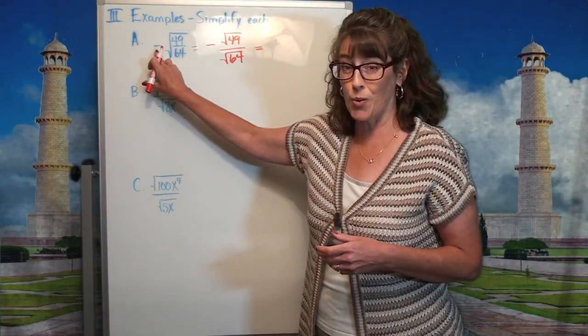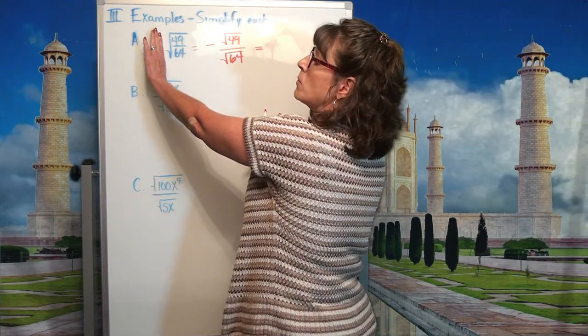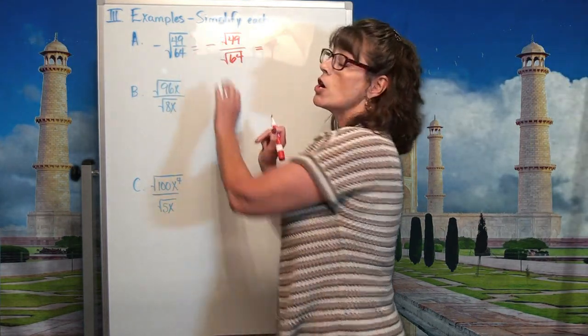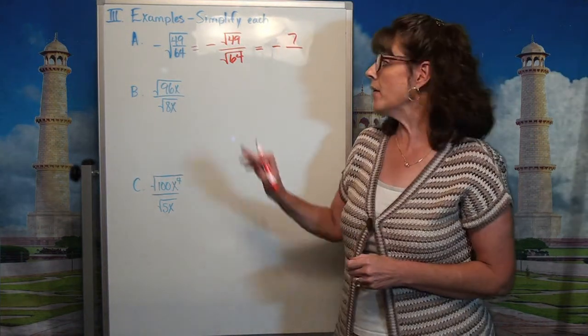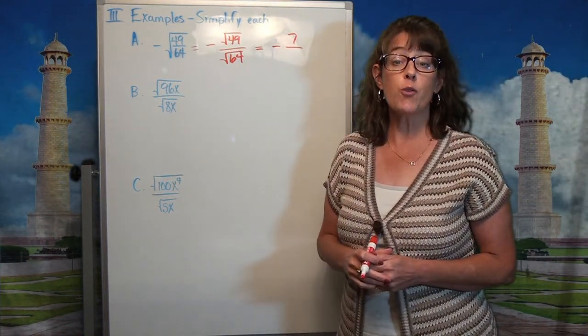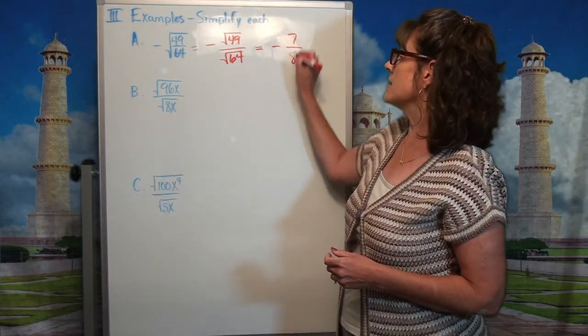Actually, it's negative square root. But ignoring that part and just dealing with this part, I'm dealing with the principal square root right there. So I'm just dealing with the 7. Now here, the square root of 64, what would I multiply by itself to create a 64? That would be an 8.